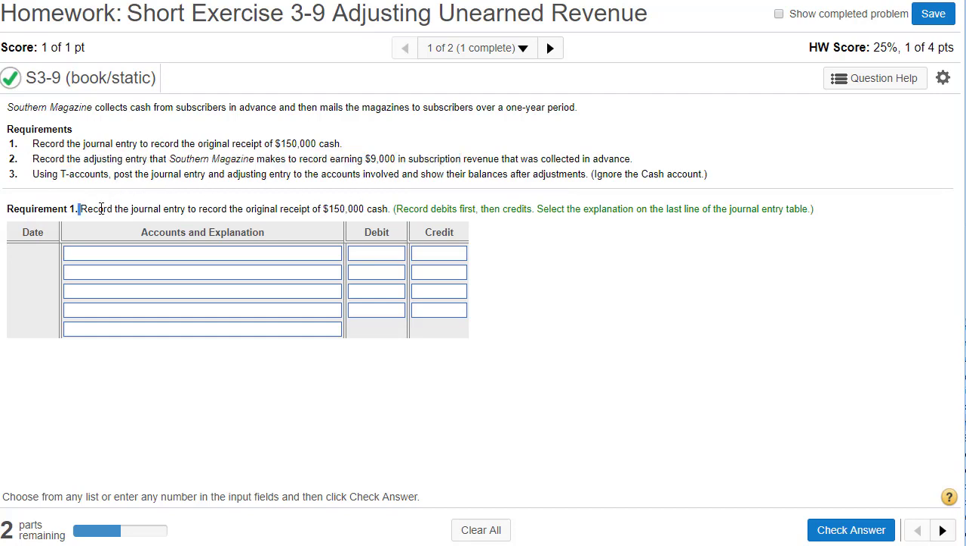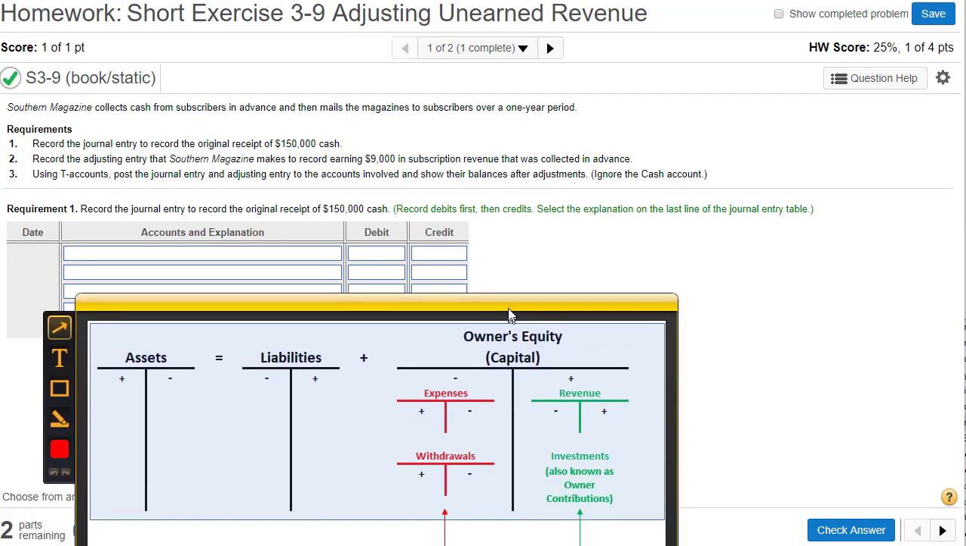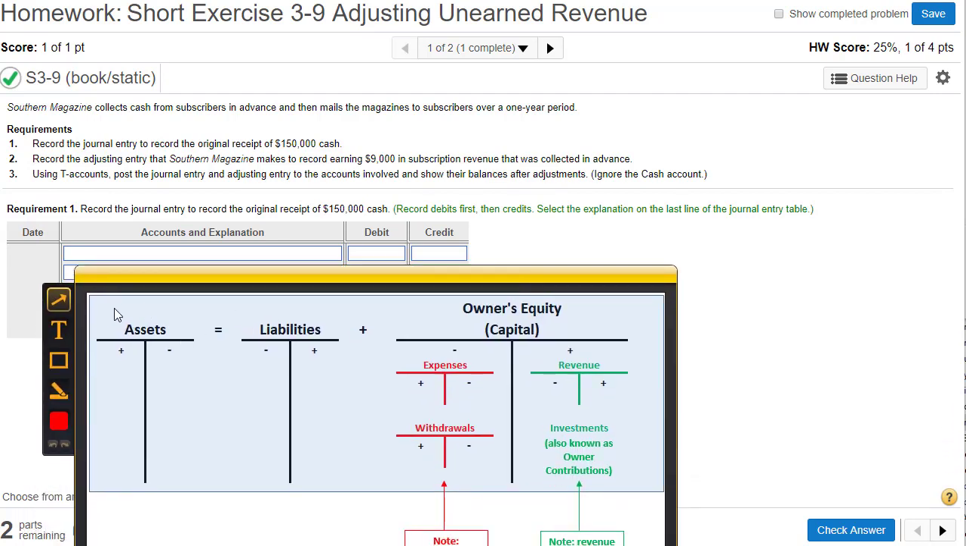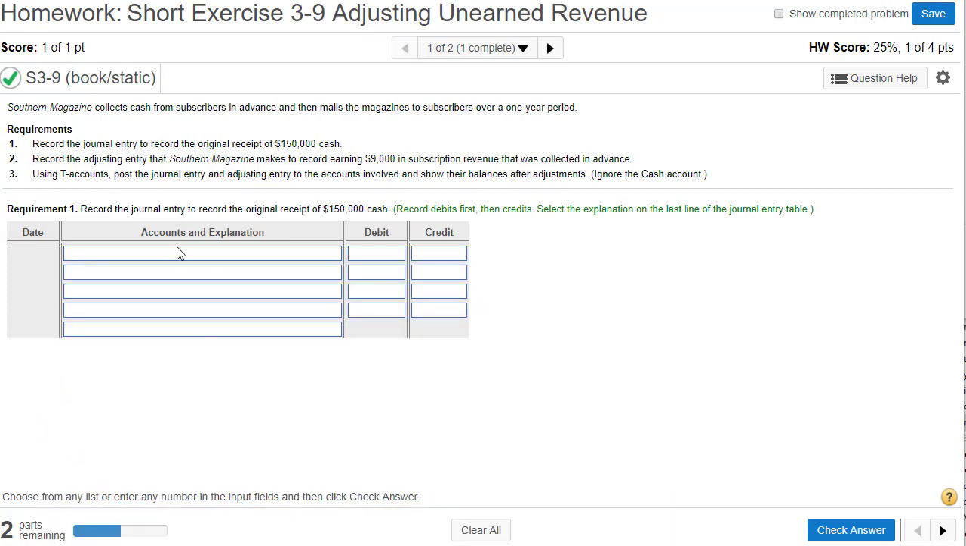So requirement 1, we're going to record the journal entry to record the original receipt of $150,000 of cash. As usual, debits are recorded before credits. So let's start with cash. We're receiving cash, and that means cash is going up. And cash is an asset, so if cash is going up, that is the debit account. So cash will be debited $150,000.